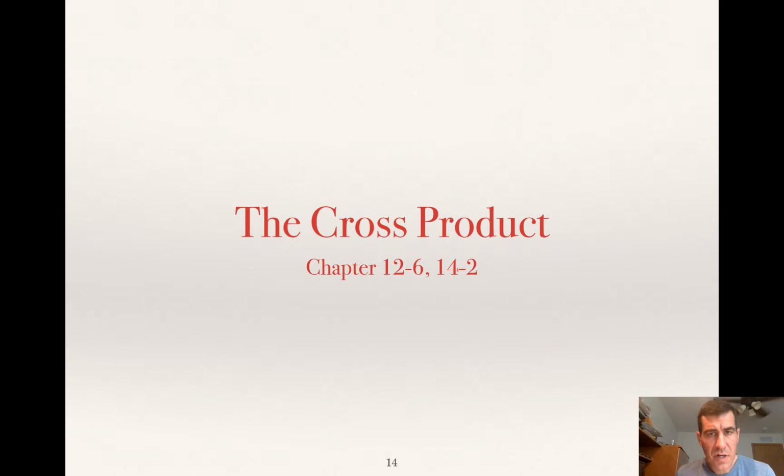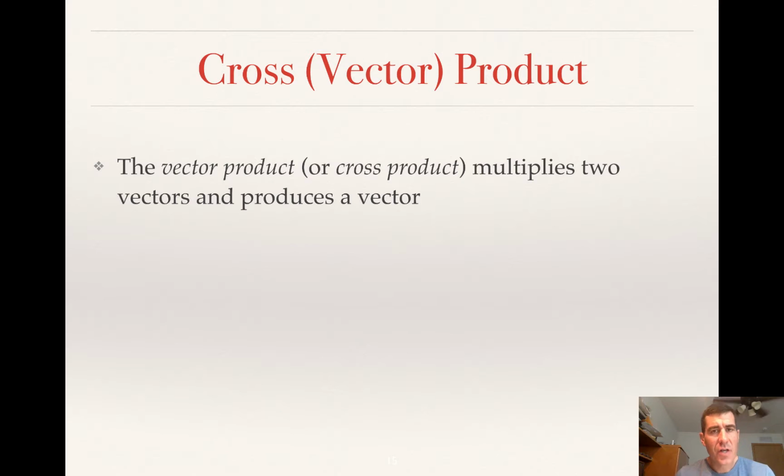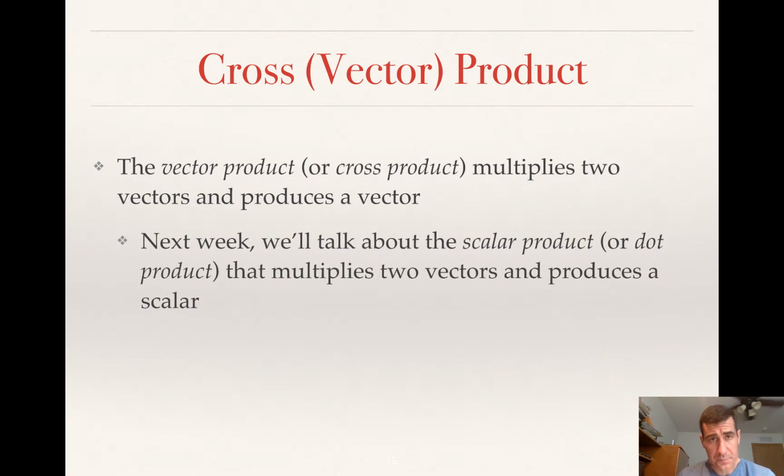So the next video is going to talk about the cross product or vector product. This was actually introduced back in chapter 12-6, and there's some more information in this chapter, chapter 14-2. Okay, so what is the cross product or the vector product? If you have two vectors, you multiply two vectors together and you produce a vector. That's known as the vector product or the cross product.